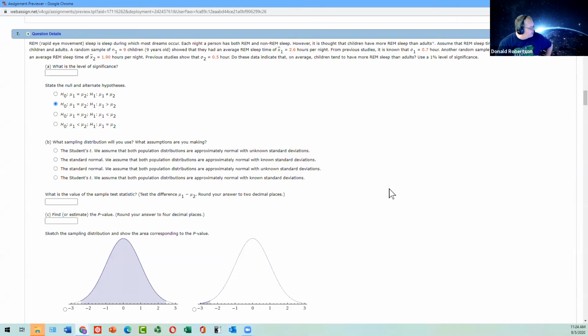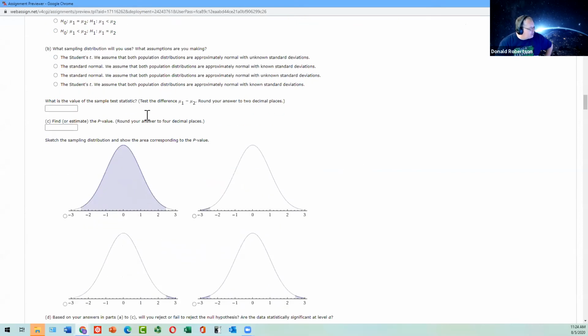Now, since sigma is known, this is their way of saying, which one do you use? If sigma is known, don't you use Z's? And if sigma is unknown, you use T's. Remember that little mantra? If sigma is known, it's Z. If sigma is unknown, it's T. So the standard normal, we assume both distributions are approximately normal with known standard deviations. Now, the rest is going to come from your calculator, including that picture.